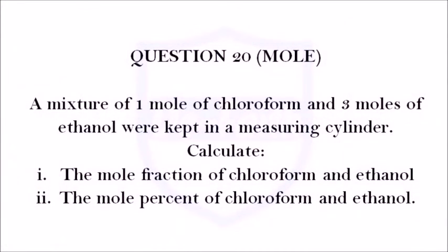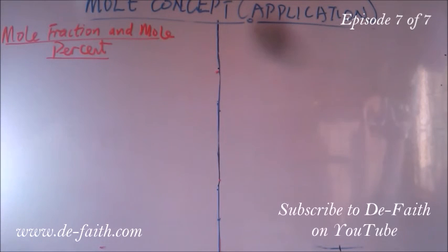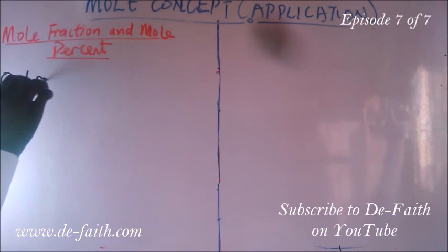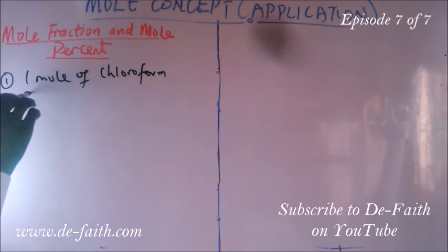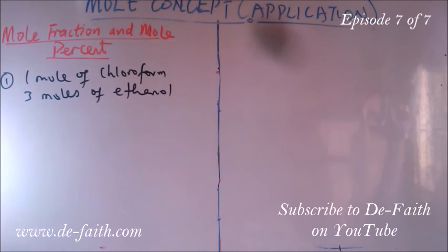A mixture of 1 mole of chloroform and 3 moles of ethanol were kept in a measuring cylinder. Calculate, one, the mole fraction of chloroform and ethanol, and two, the mole percent of chloroform and ethanol. Now, from this question, we're told that we have 1 mole of chloroform and 3 moles of ethanol in a cylinder. What is the mole fraction of chloroform?